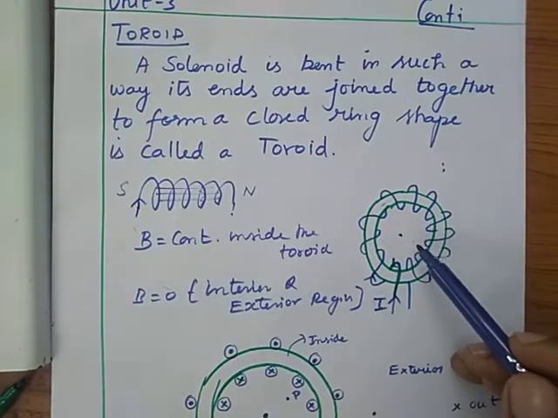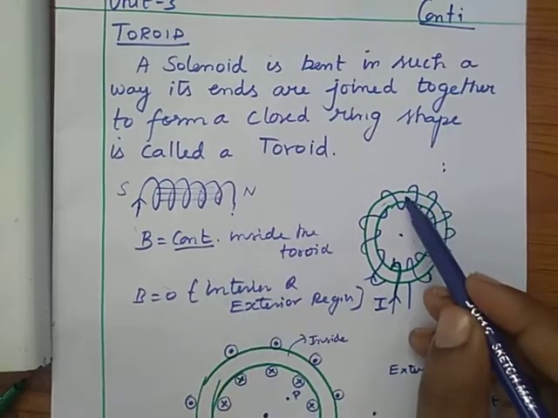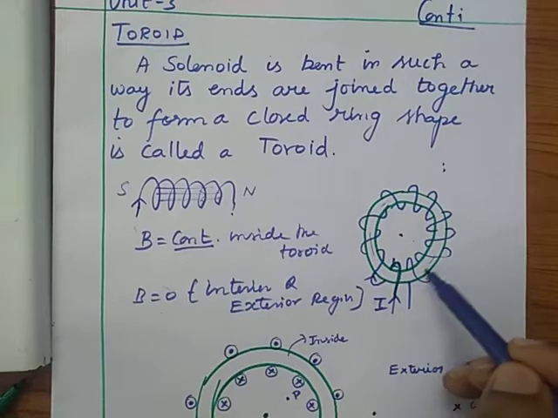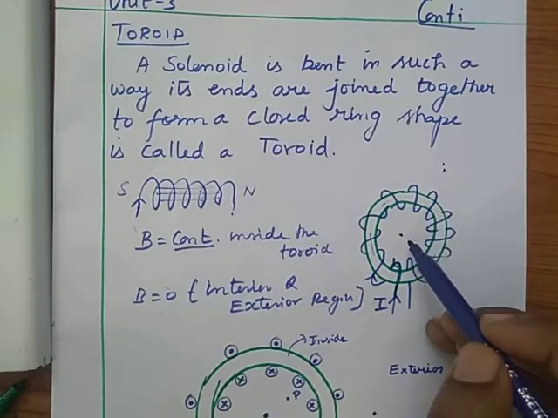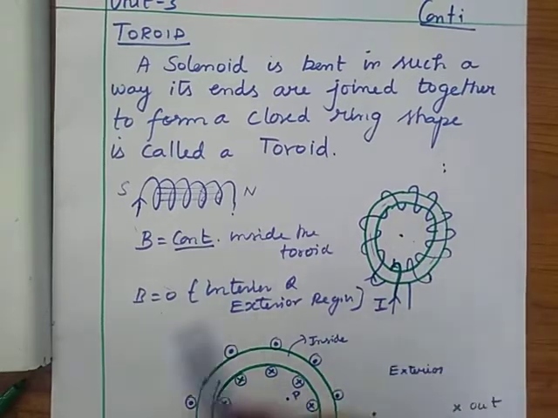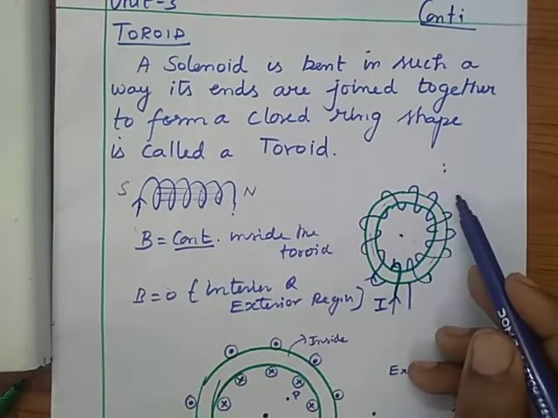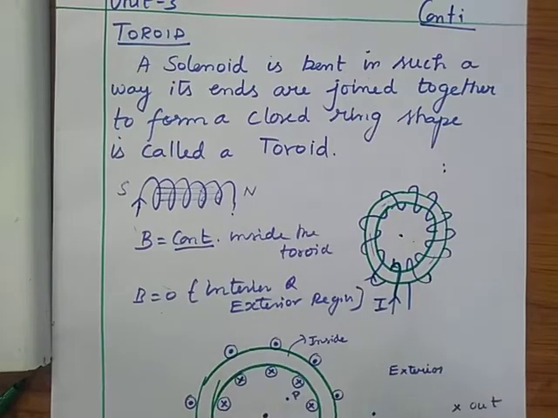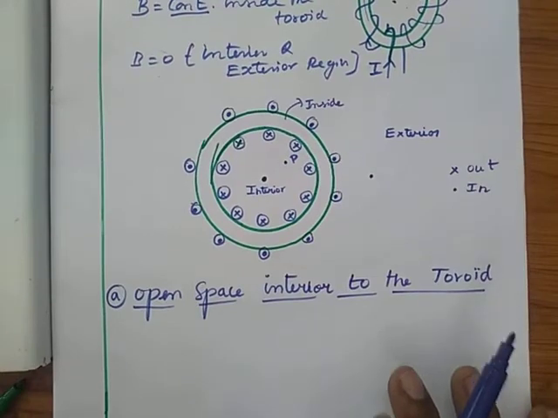Then the magnetic field is constant inside the toroid. Inside the toroid the magnetic field is always constant. But the magnetic field in the interior and exterior region is zero. The magnetic field at the interior and exterior region of the toroid will be zero. Let me see how the magnetic field behaves in the exterior, interior and inside the toroid.